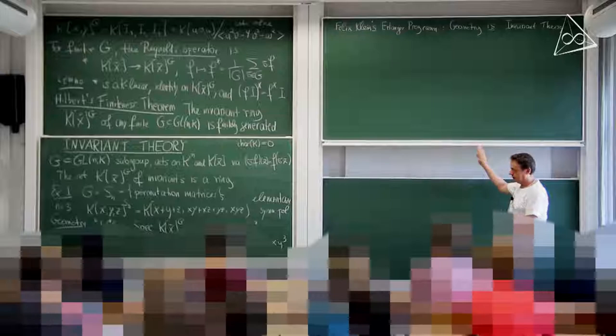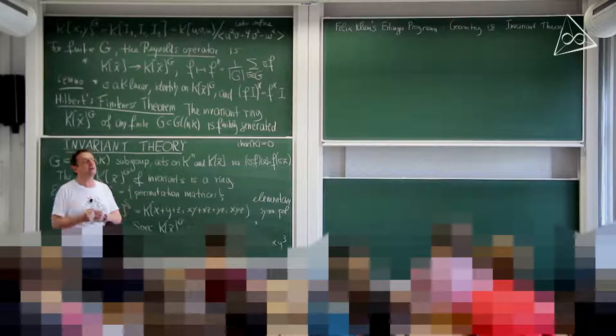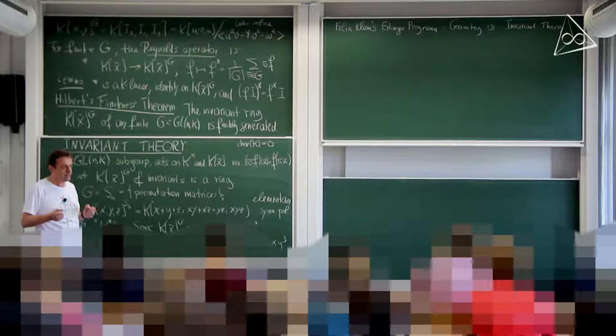Okay, this is very good. This is not an ideal. This is a subring. An ideal has the property that if somebody is in the ideal and you multiply it by any old polynomial, you land in the ideal. This is a subring. That is to say, if I start with an invariant and I multiply it by any old polynomial, I don't get an invariant. So it's a subring. It is not an ideal.